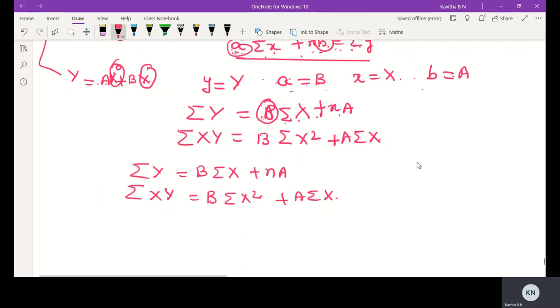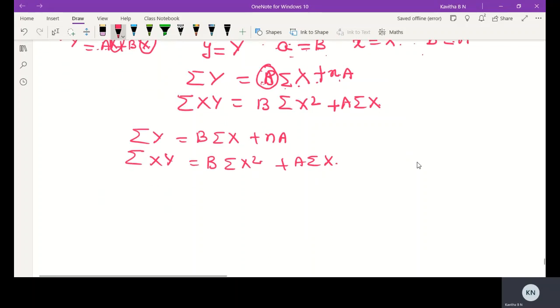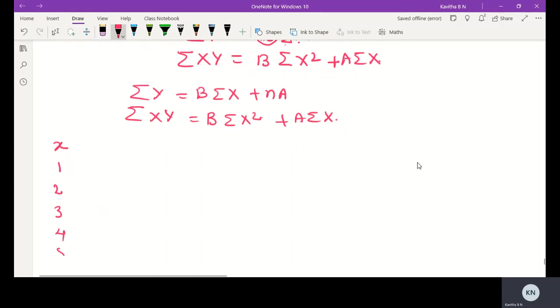Okay, then we have to construct the table here. Write down x values according to this problem. X is 1, 2, 3, 4 and 5. Then y values here. Y is 0.5, 2, 4.5, 8, 12.5.